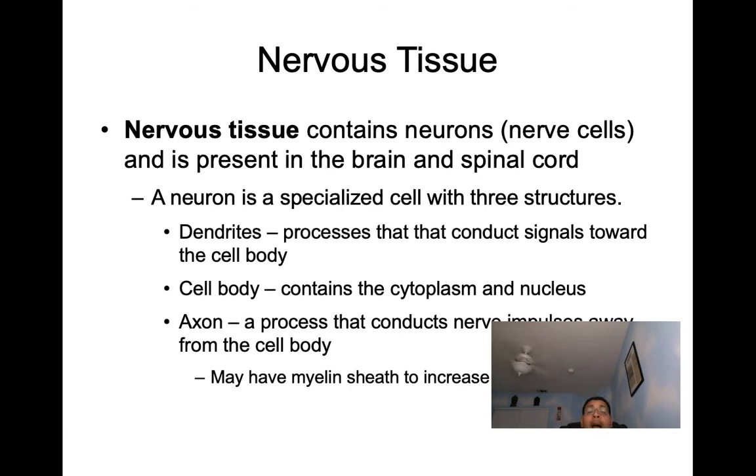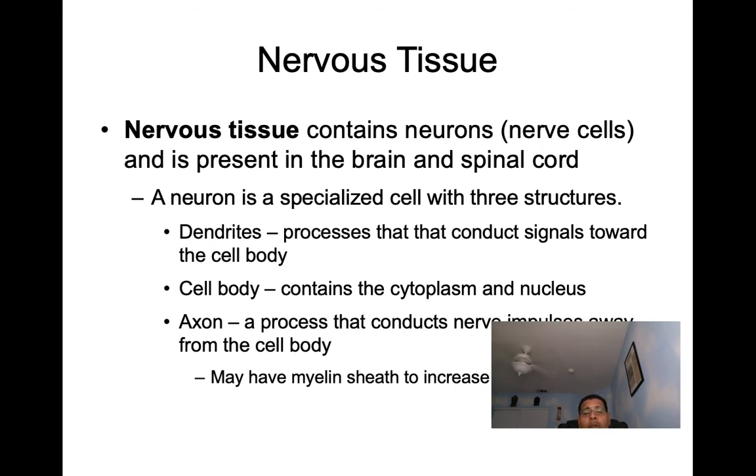Next, then we have our dendrites. A dendrite, I'd like you to know, is a process that conducts signals towards the cell body. It conducts signals towards the cell body. We'll see when we talk about our dendrites, we can have anywhere from one to multiple dendrites in relation to our neurons. Next, then we have our axon. An axon is a process that conducts nerve impulses away from the cell body.